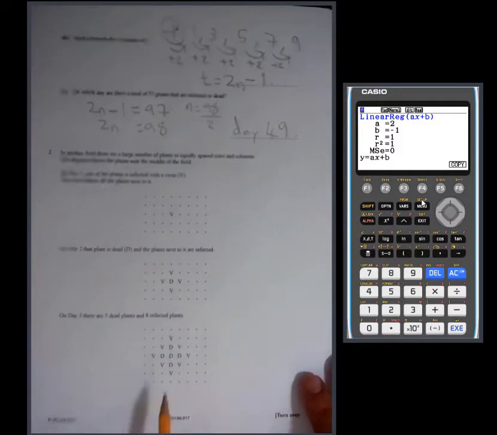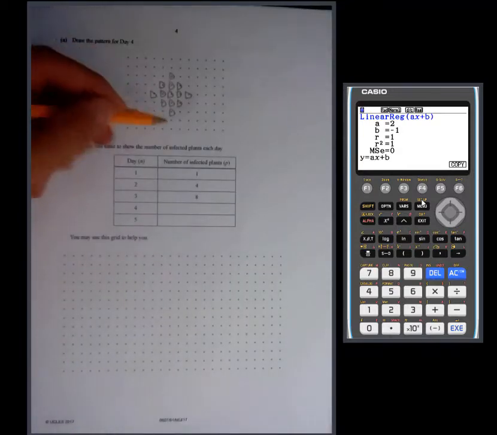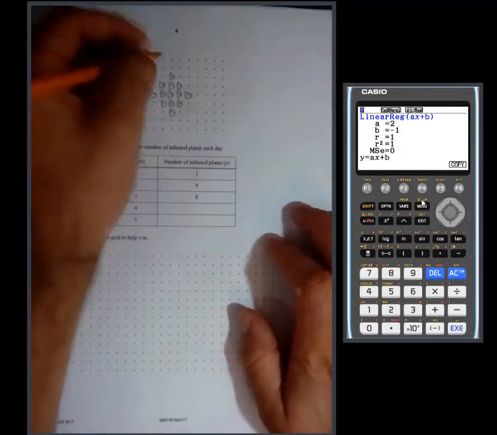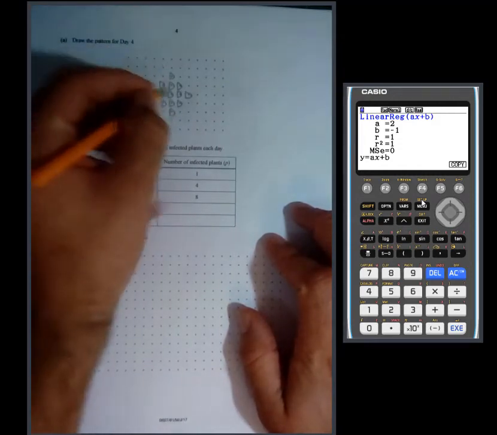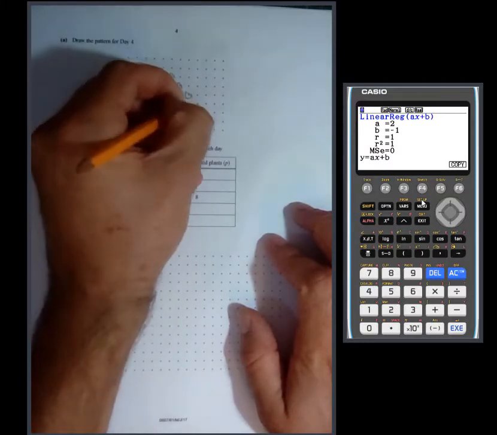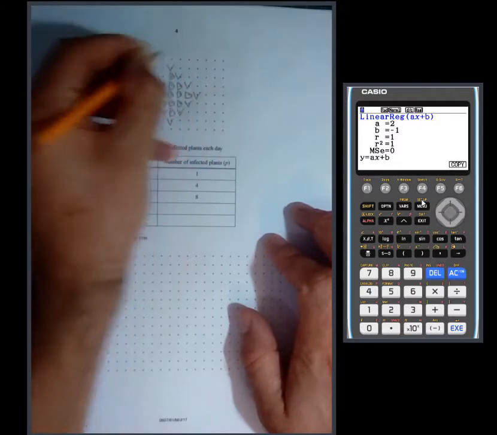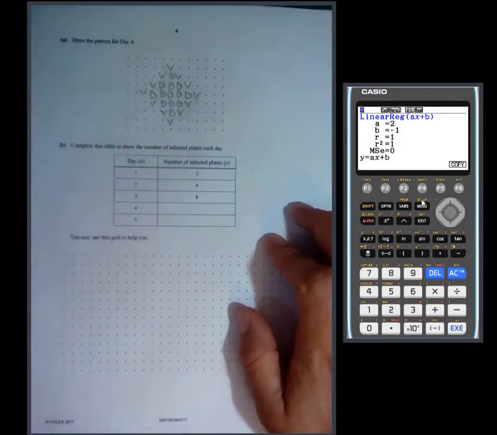I could check that that's 13, because this was 5 and 8 is 13, so just a little check. 1, 2, 3, 4, 5, 6, 7, 8, 9, 10, 11, 12, 13. Right, so I'm happy with that. Now I'm going to put my virus-ridden plants in. So remember, it only spreads sideways or down. So what it doesn't do is spread along the diagonal. So virus, virus, virus, virus, virus, virus, virus, virus, virus, virus, virus, and virus.